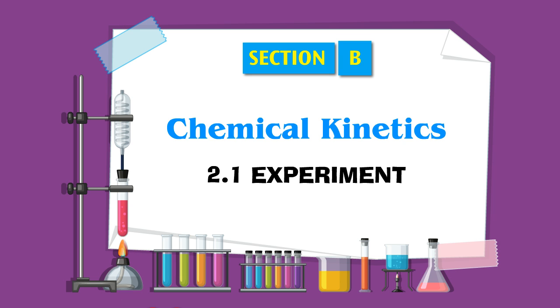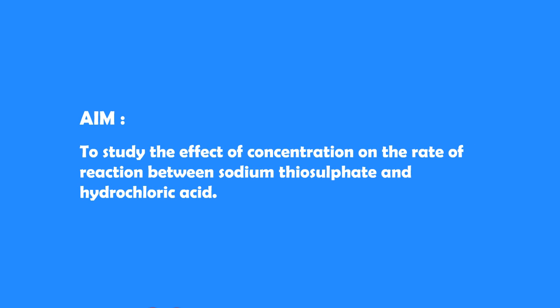Section B, Chemical Kinetics 2.1 Experiment. Aim: to study the effect of concentration on the rate of reaction between sodium thiosulfate and hydrochloric acid.